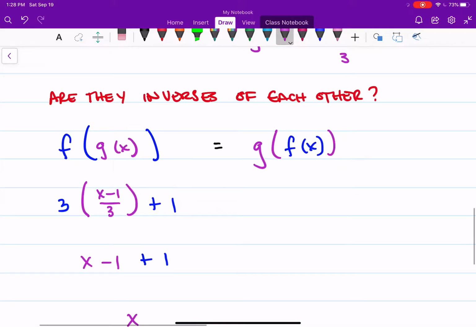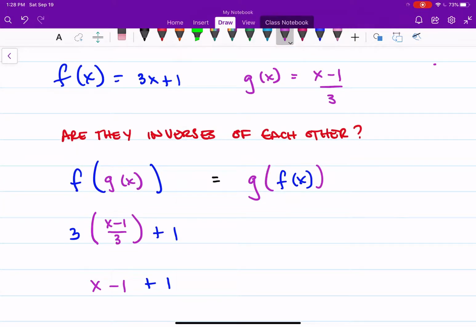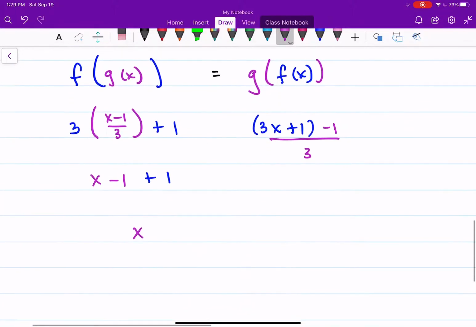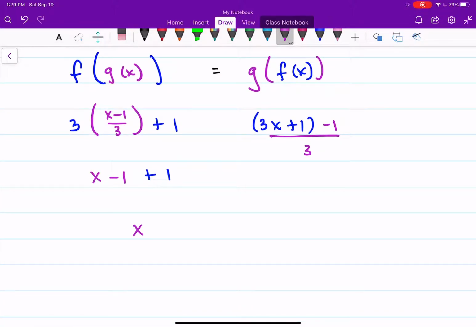So let's do the g of f of x. So the g of f of x would be 3x plus 1 minus 1 all over 3. Okay? So that means I have 3x plus 1 minus 1 goes away, over 3. The 3 cancels out. I'm left with x. So they are equal to each other.